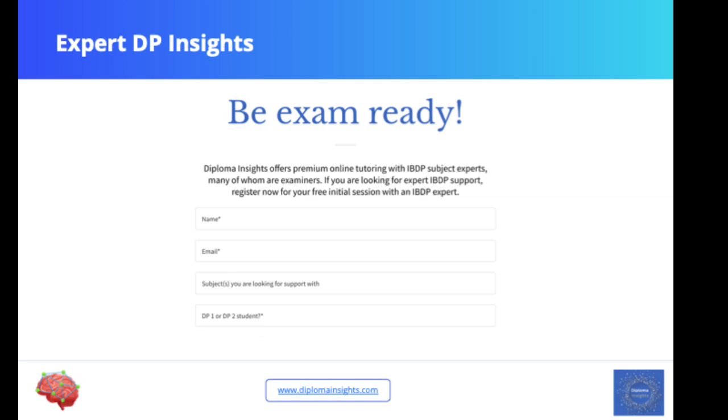Tomorrow we'll look at the final part of question 1 and give you advice on how you can revise for this question and write a top scoring response.